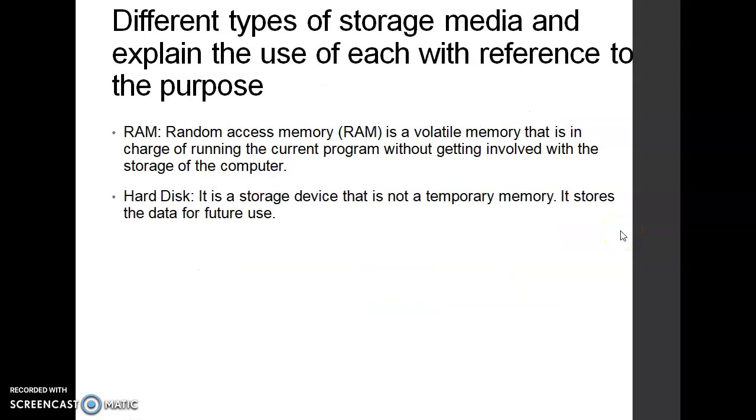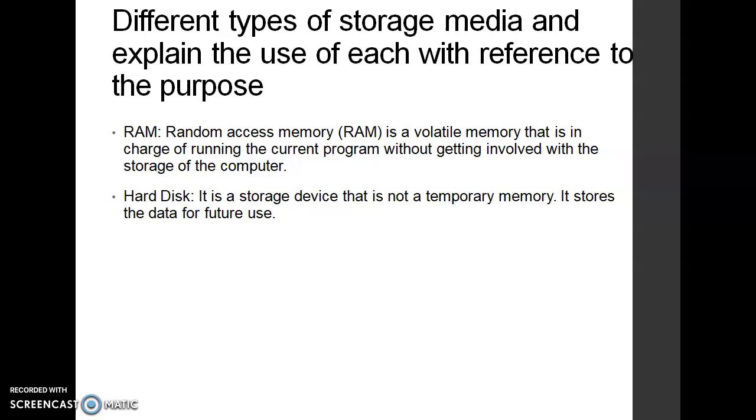After that, we are going to talk about our next topic, different types of storage media, and explain the use of each with reference to the purpose. First of all, RAM. Random access memory, or as we know of as RAM, is a volatile memory that is in charge of running the current programs without getting involved with the storage of the computer.